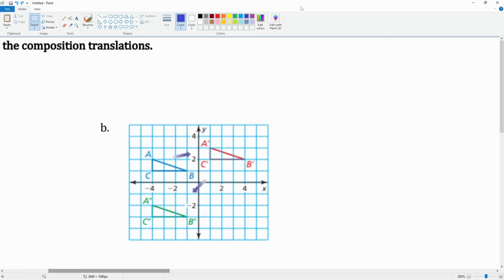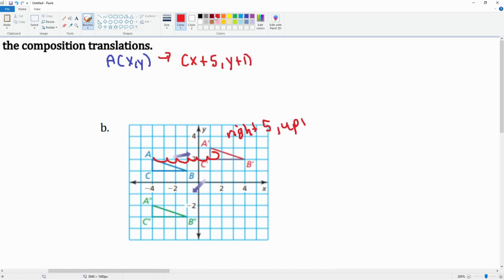Okay, B. So we have the A point, so we can label that A. Any point X comma Y, we're gonna undergo a translation. Let's see what it went. 1, 2, 3, 4, 5. So it went right 5. And then it went up 1. So those points, X plus 5 for the right 5, Y plus 1 is for the up 1.